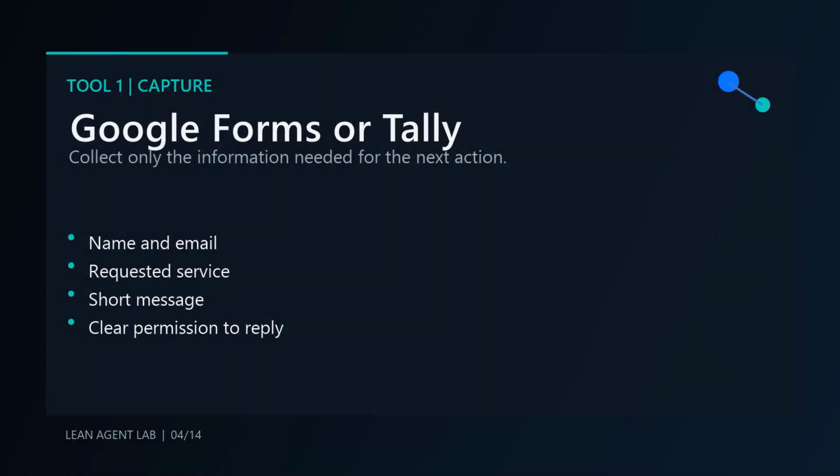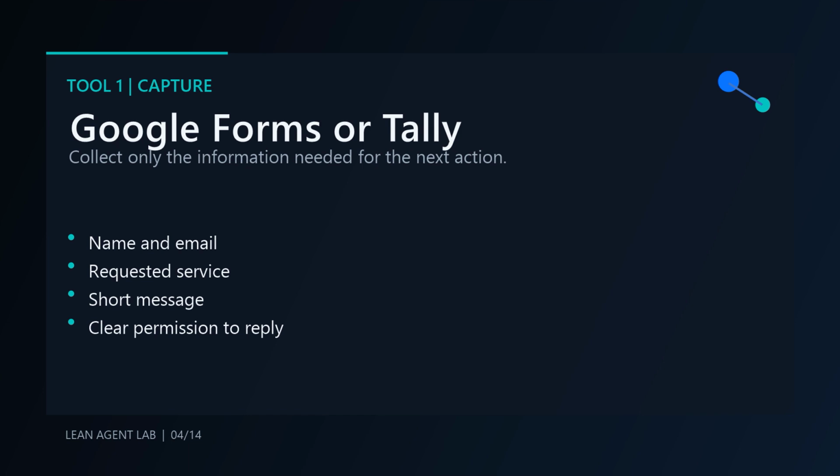Component 1 is the intake form. Google Forms is the simplest choice when the rest of the workflow already lives in Google Workspace. Tally is a polished alternative with a useful free plan. Keep the form short: name, email, service, a brief message, and clear permission to reply.